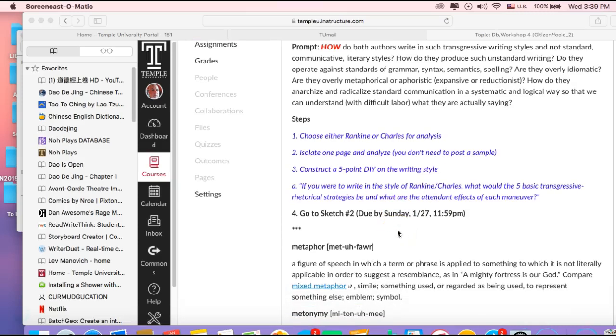Right, so construct a 5-point D, do it yourself on the writing style. So basically the question is, if you were to write in the style of either Rankin or Charles, what would the five basic transgressive rhetorical strategies be, and what are the attendant effects of each maneuver? Okay, so what are some five basic moves that you can isolate that they're doing, things that they're doing differently, right? And then also try to briefly state, if you do this move, this is what you get out of the move. This is the effect. Okay.